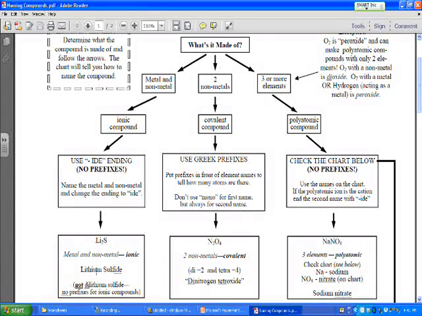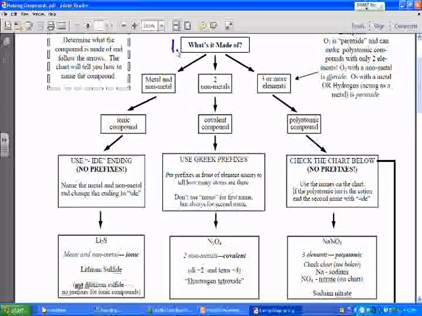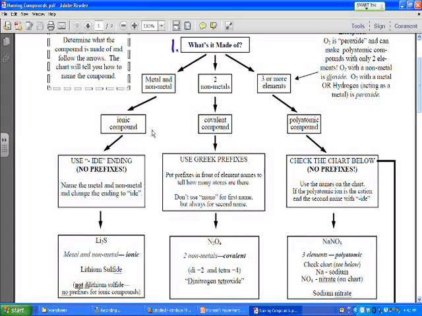So the first question you ask yourself is up here at the top. It tells you to ask, what's it made of? So this is your first step. Number one is ask yourself, what's it made of? And then you determine, is it a metal and a nonmetal? Are they two nonmetals? Or is it three or more elements? Those three things will tell you which type of compound it is. If it's a metal and a nonmetal, let's move this direction and follow the arrows. If it's a metal and nonmetal, we know we have an ionic compound.